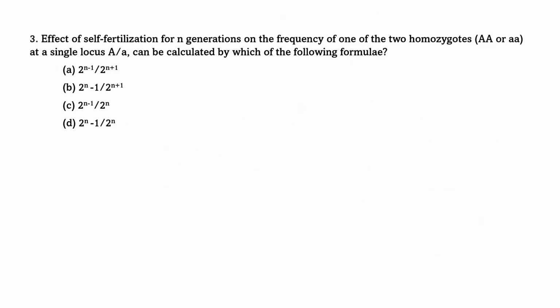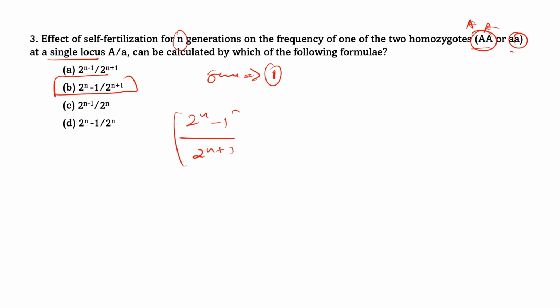Next one, the effect of self-fertilization for n generations on the frequency of one of the two homozygotes, that is A or small a, at a single locus, can be calculated by using the formula. They are asking for a single locus, that means the gene is 1. The generations are n. The simple and direct formula for this is (2^n minus 1) divided by (2^n plus 1). So this will be the simple formula for calculating the frequency of one of the two homozygotes.